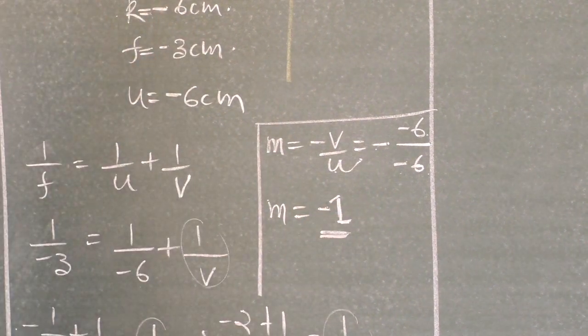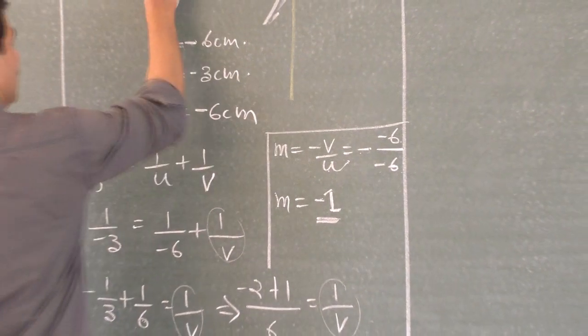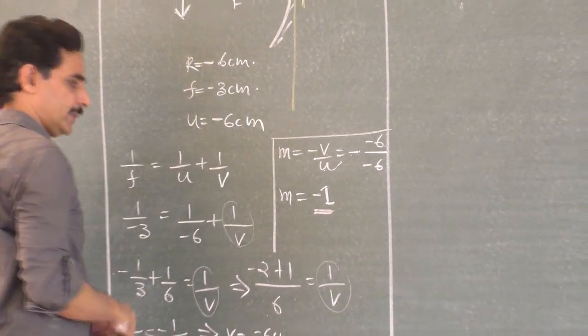Why, sir, is it minus 1? Magnification 1 indicates that object height and image height are the same. Minus indicates that the image is inverted, it is below the principal axis.